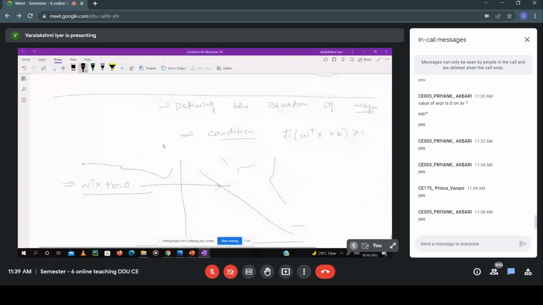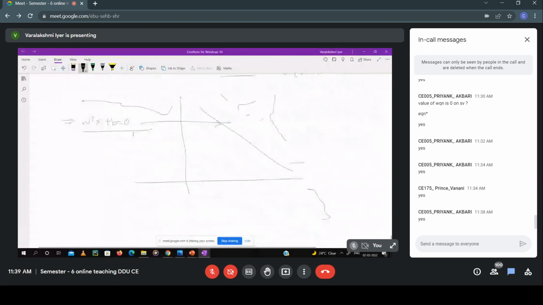And we have two other hyperplanes, one on the positive side and one on the negative side, where the equations are w transpose x plus b is equal to 1, and w transpose x plus b is equal to minus 1. Now we are trying to identify this distance d. There may be multiple ways to solve this, but I'll be utilizing one of the methods. One method is to use vector algebra.